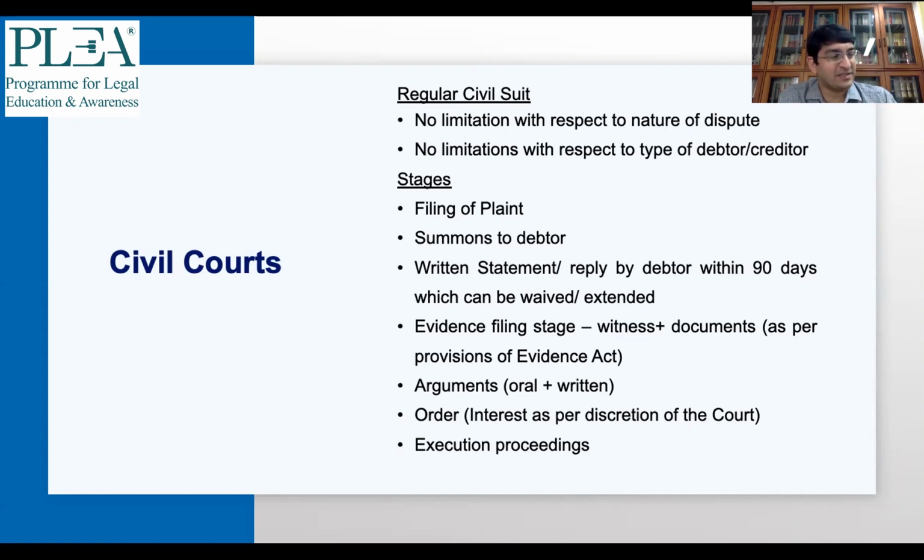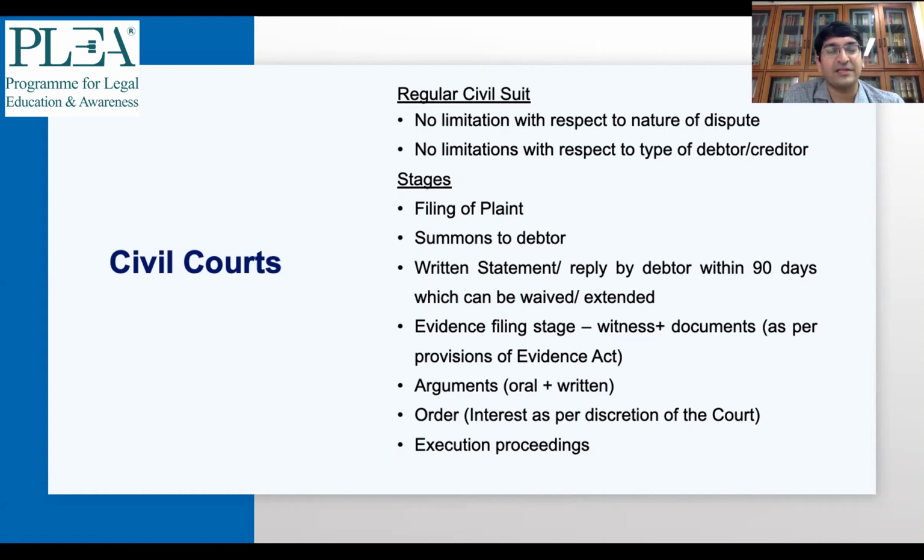And then a summons is issued to the debtor. Based on this summons, the debtor will appear and file a written statement. This written statement is to be filed within a period of 90 days of receipt of the summons by the debtor. If the debtor can show that he was unable to file within 90 days, but has a good enough reason, then that can be extended by the court as well. So this is where the issue arises, that debtors may misuse this provision.